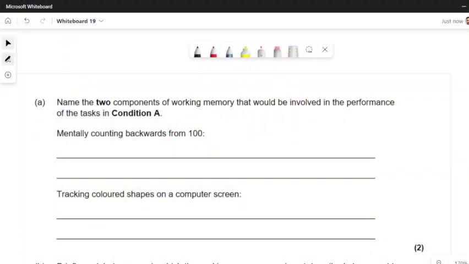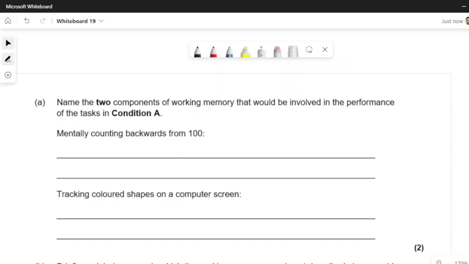Okay, so the first question is kind of inbound here with this bit. And the first one says as follows. So it says, name the two components of the working memory that will be involved in the performance of the task in condition A. So you need to be now thinking, what do I do here in terms of the components? Do I remember the components? Hopefully you do, because we've just done that on a previous question. But yeah, this is where you need to be thinking, what can I write around the question?